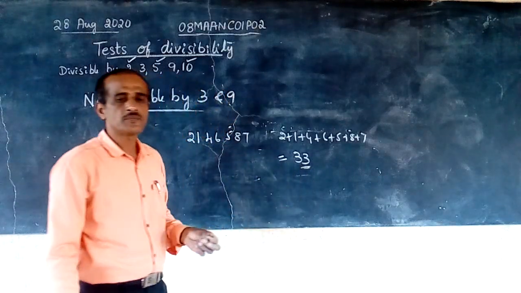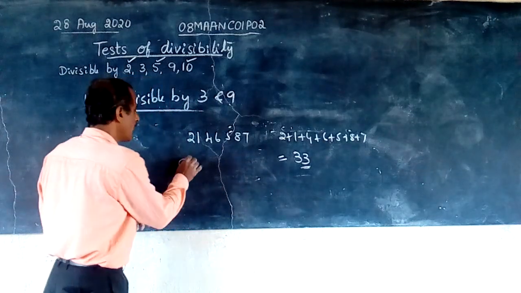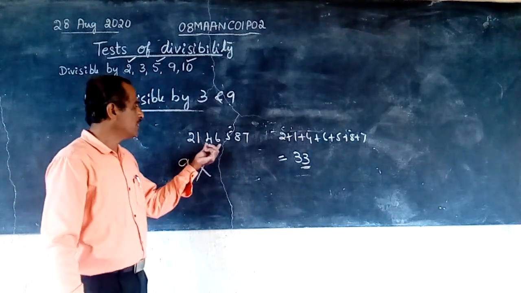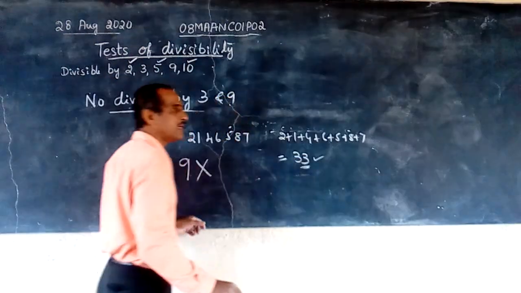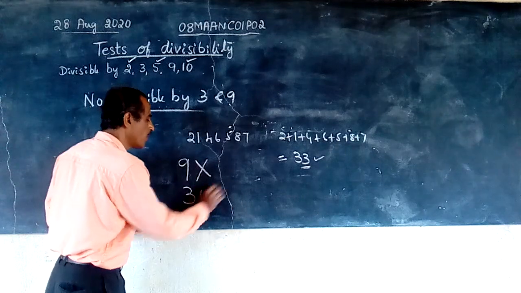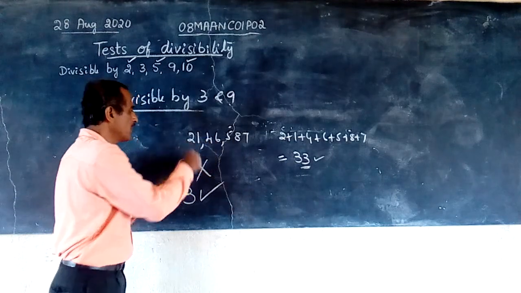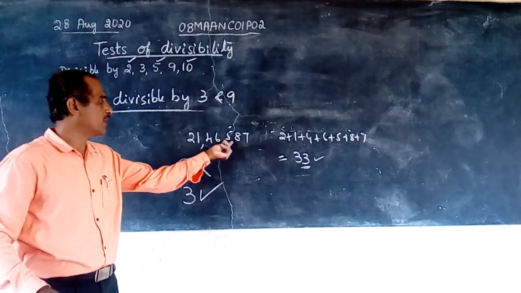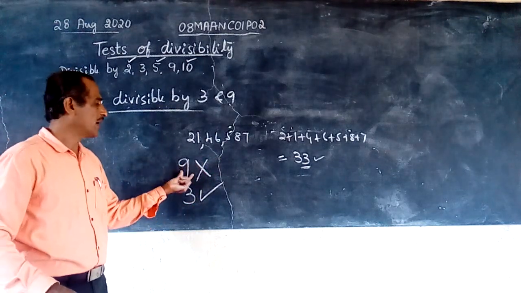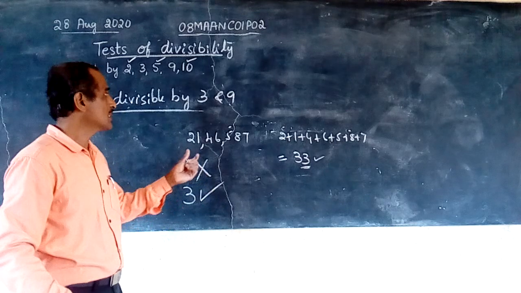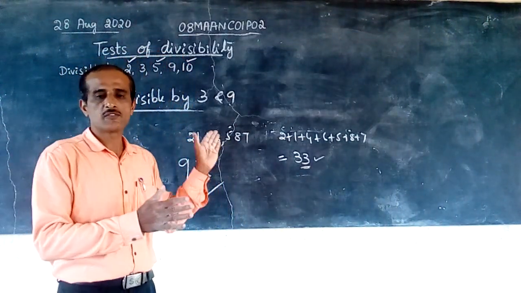Can you divide it by 9? You can't divide 33 by 9 completely. Therefore, you can't divide this number by 9. Whether this 33 is divisible by 3? Yes, we can divide it by 3. Therefore, we can say this number, 21,46,587, can be divided by 3 but not by 9. Okay, so like this we can check whether a number is divisible by 3 or 9.